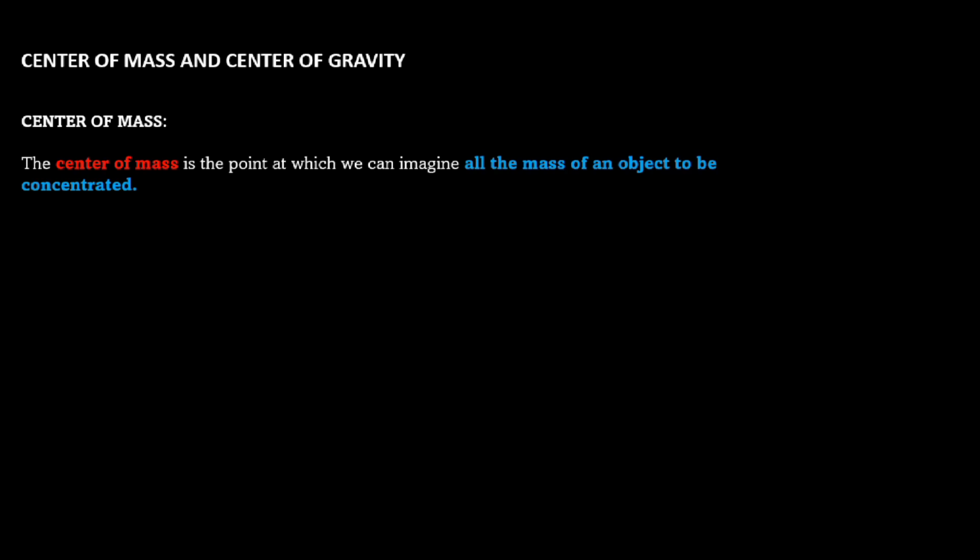In this video, we are going to discuss center of mass and center of gravity. The center of mass is defined as a point where we imagine all mass of the object to be concentrated. So if I have a rigid object and there's a point on this rigid object where all mass of the object is assumed to be concentrated, this point is defined as the center of mass of the object.